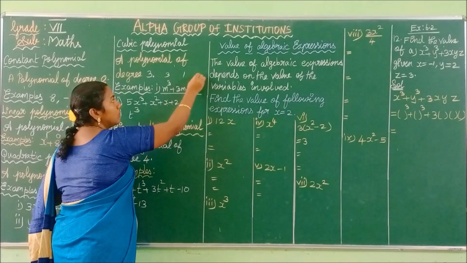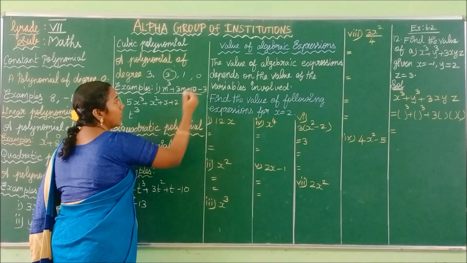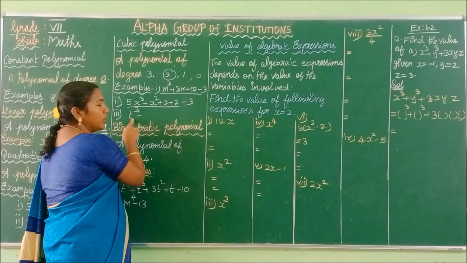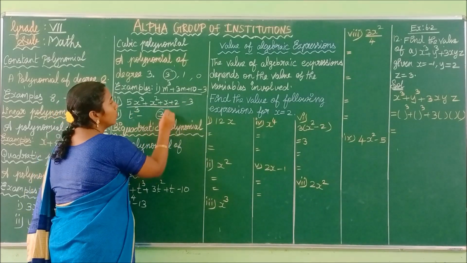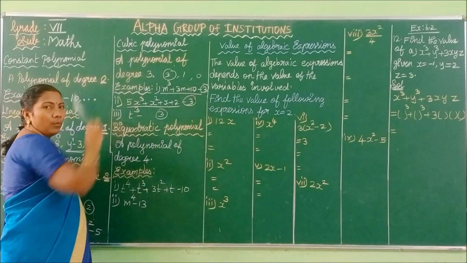What is the degree of this term? 0. Among these, which is the biggest one? 3. So the degree of this polynomial is 3. Similarly, the degree of this polynomial is 3. See here, p cube. The degree of this polynomial is also 3. So these polynomials are said to be cubic polynomials.